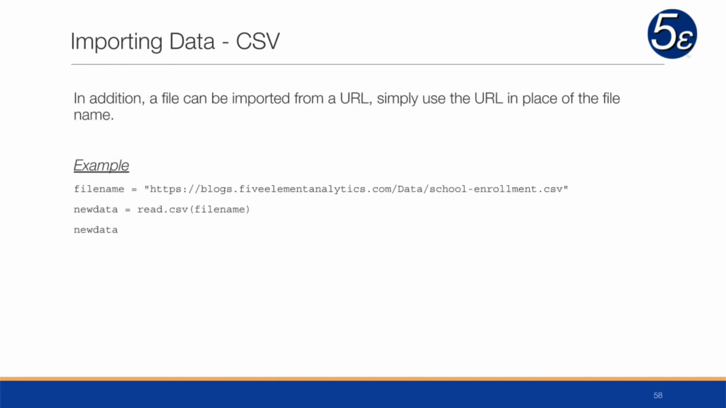In addition, we can actually import a file from a URL directly. We just need to use the full URL in place of the file name. So for example, we have a file name here in quotes from our blog site called schoolenrollment.csv. We can import that directly using read.csv with that file name, and new data will be a data frame with that data set.